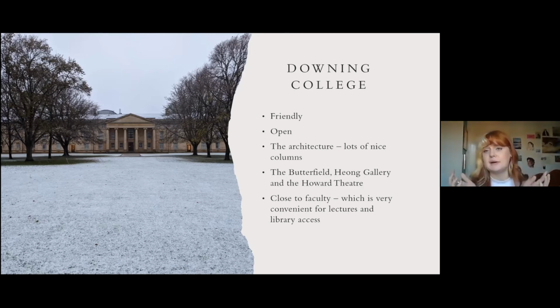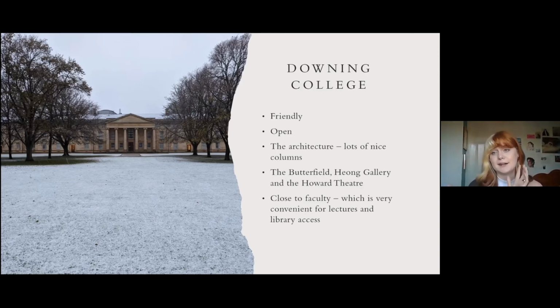My personal favourite part about Downing is the architecture. We're neoclassical and very, very well known for our lovely columns. Some of the facilities that have already been discussed in this talk, such as the Butterfield, our cafe, it's where I like to do a lot of my working. It's open to the public during the day as well, so it's not always just people working. It's a very nice atmosphere to be in. It then turns into a social space for just college students in the evening, which is very nice.